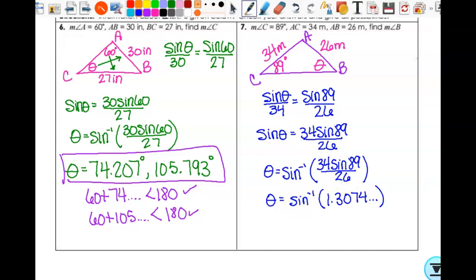Why do you think we're getting an error? It's over 1. Your sine values that you're going to, so like the sine inverse of 1/2 is pi/6 because the sine of pi/6 is 1/2, right? So you're trying to take the inverse of a sine value that can't exist. So your answer here then is just no solution.